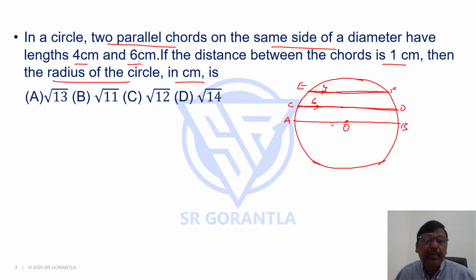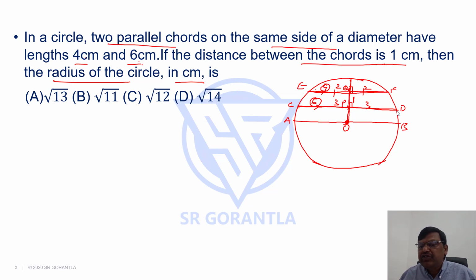Now we know a perpendicular drawn from the center to the chord bisects the chord. A perpendicular will divide the chord into two equal portions. So if it is 4, it will be 2 and 2. If it is 6, it will be 3 and 3. Let's say it is bisecting these two chords at P and Q respectively. What is this PQ, the distance between the two chords? 1. So this is 1.